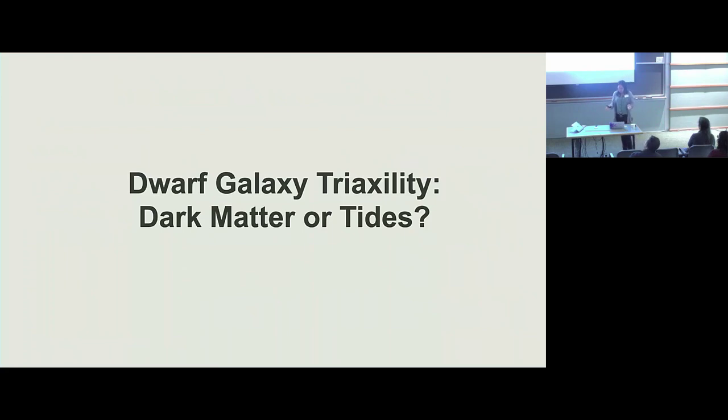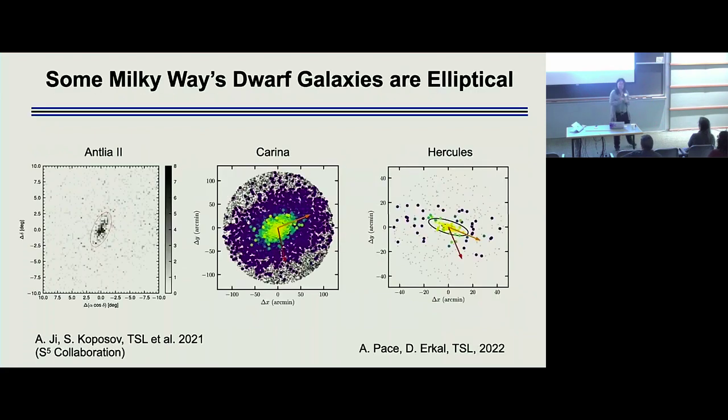But now my question is, these dwarf galaxies in our Milky Way are elongated. Is that a consequence of dark matter or tides? I hope to use the next 2 to 3 minutes to convince you, or to make you think about this question. So Antlia 2, I have talked about. We see it's highly elongated, and the motion and the morphology, the semi-major axis, align well after considering the LMC.